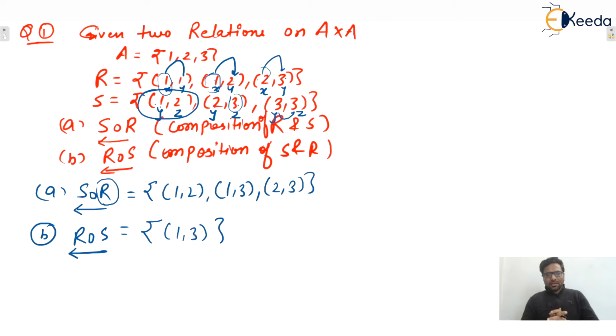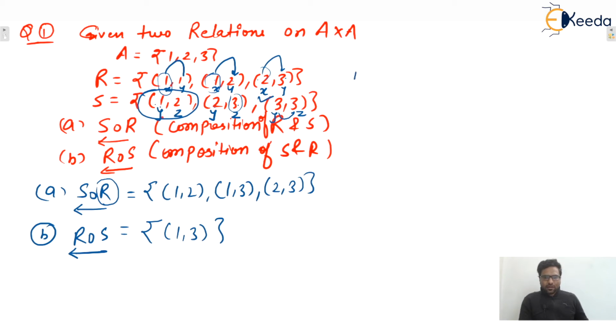But you can see in relation S, the next ordered pair is 2 comma 3. Now there is no ordered pair which starts with 3 in R. Similarly, the next one is 3 comma 3. Then again no ordered pair in R starts with 3. So no more ordered pairs will be there in the composition of S and R. So that will be the correct answer, isn't it? I hope this one is clear to everyone.